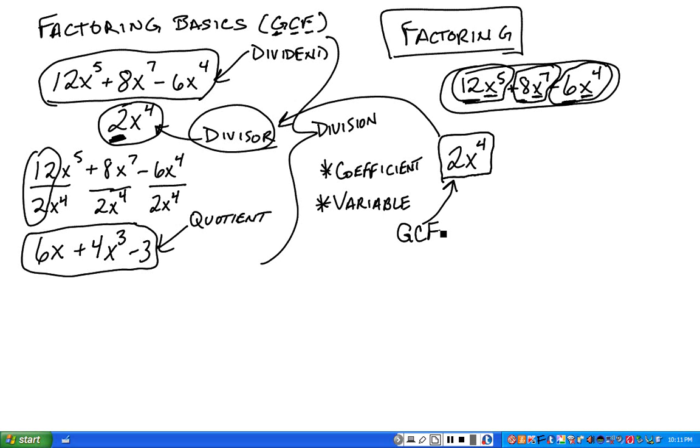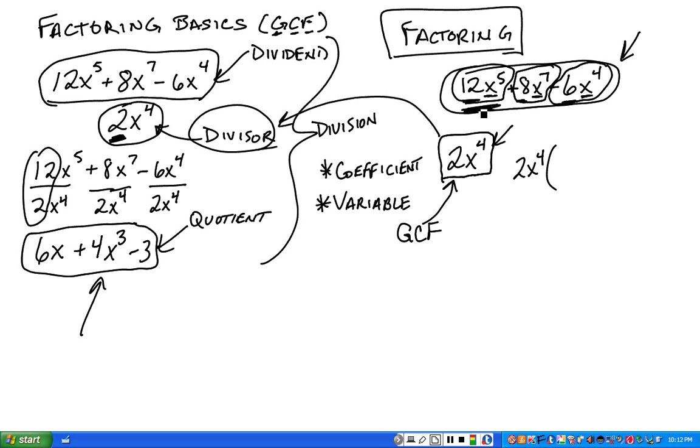So we know that if we divided the 12x to the 5th plus 8x to the 7th minus 6x to the 4th by our 2x to the 4th, we would get this answer. But we're not dividing now, we're factoring. So what we do is pull out our GCF, once again our 2x to the 4th, which would have been considered a divisor for division. We pull that out and write what would be left if we factored out the 2x to the 4th from each term.